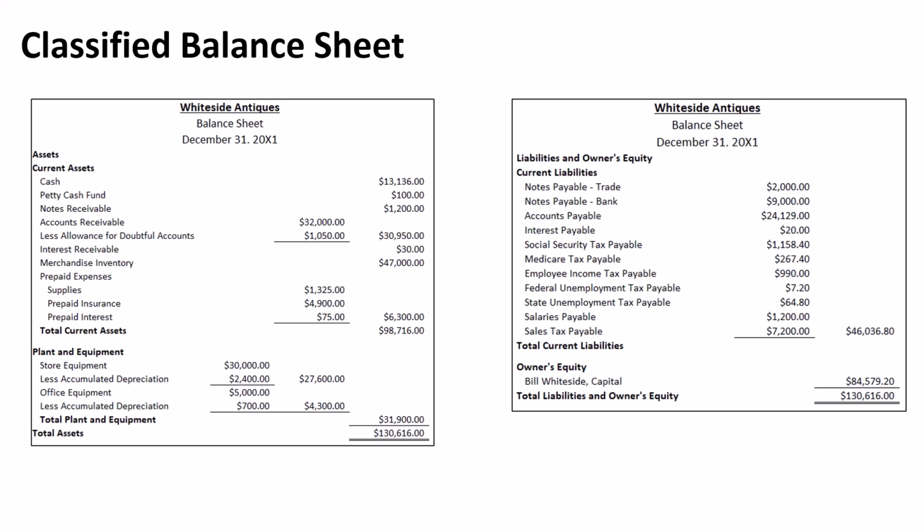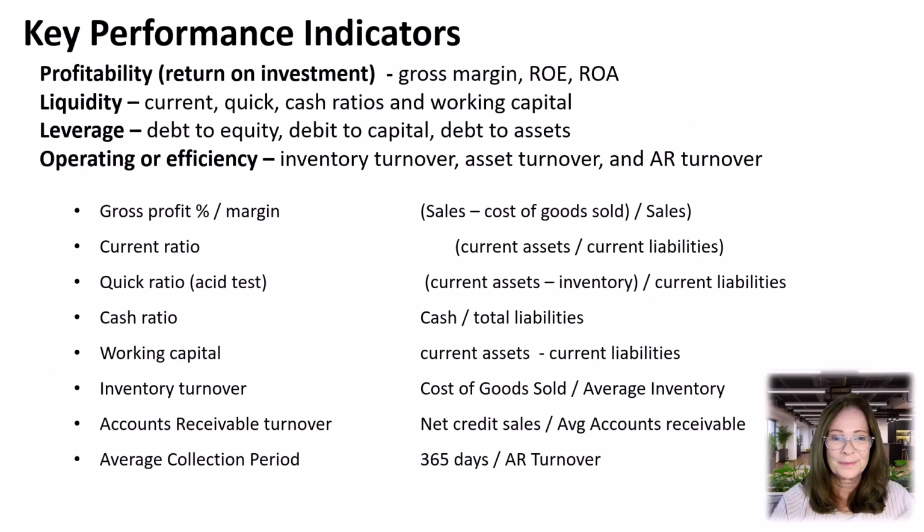The next section of the balance sheet is owner's equity of $84,579.20 for Whiteside Antiques, which combined with its liabilities equals $130,616. Once statements are classified, ratios become meaningful. Classification of the financial statement information helps us compare similar categories across companies and time periods. Each ratio answers a specific question: profitability, ability to pay bills, reliance on debt, or operational efficiency.